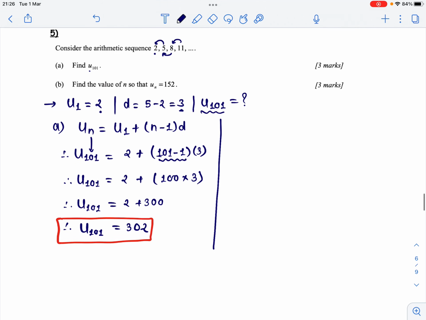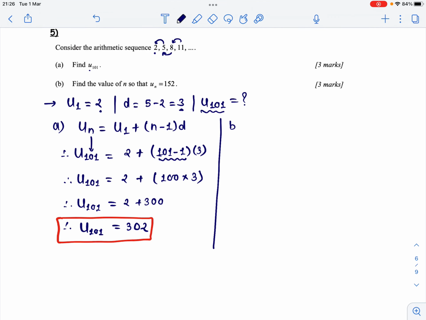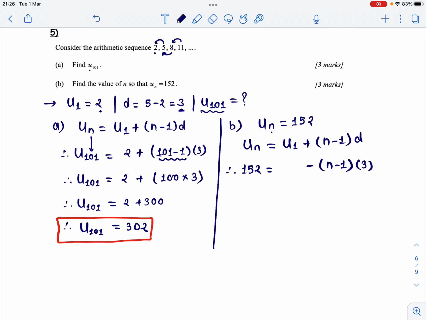Second, they said un is 152. And they ask to find the value of n. Again, term formula: un is equal to u1 plus n minus 1 times d. un is 152. n we don't know, we will keep it as it is. We know the difference is 3, write down, and the first term is 2, write down.